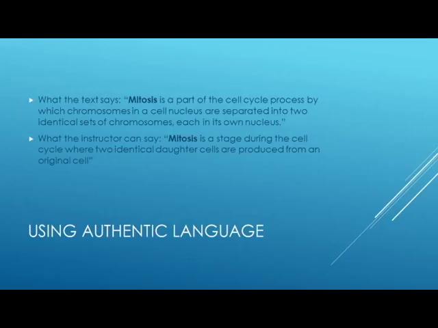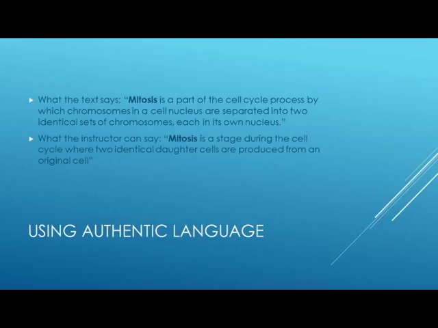For example, a textbook might define mitosis as part of the cell cycle process by which chromosomes in the nucleus are separated into two identical sets of chromosomes, each in its own nucleus. A more palatable definition for a student may be, mitosis is a stage during the cell cycle where two identical daughter cells are produced from an original cell.